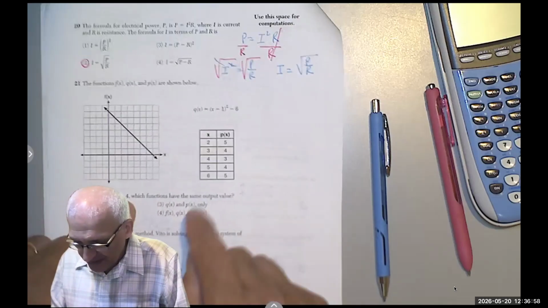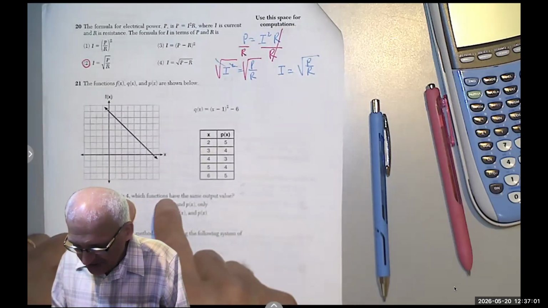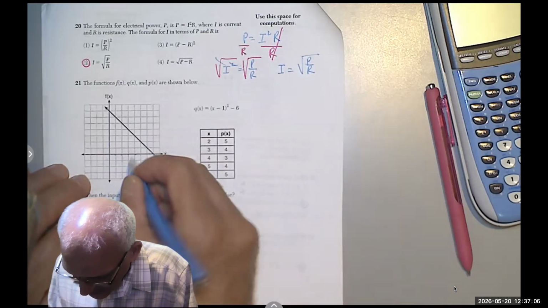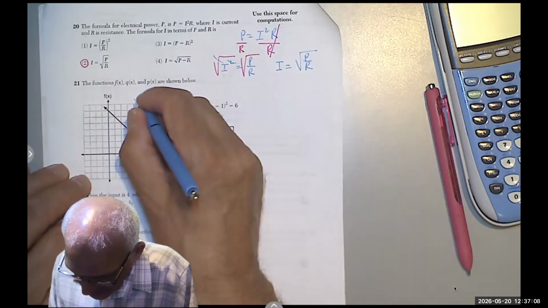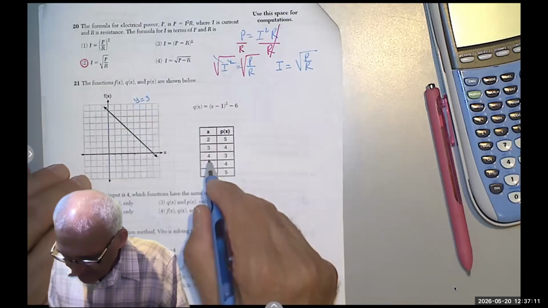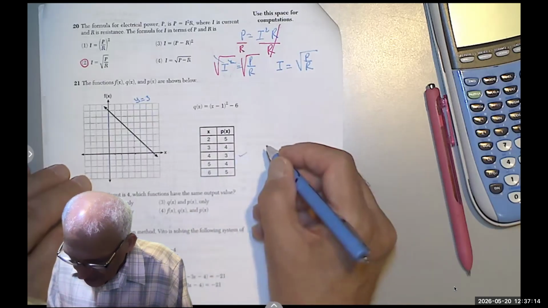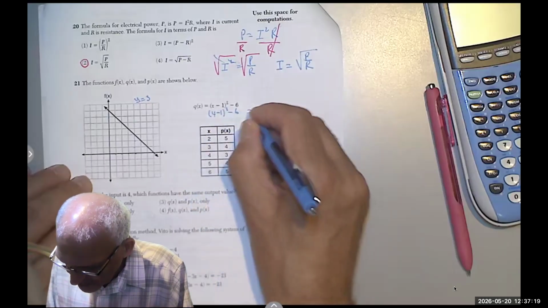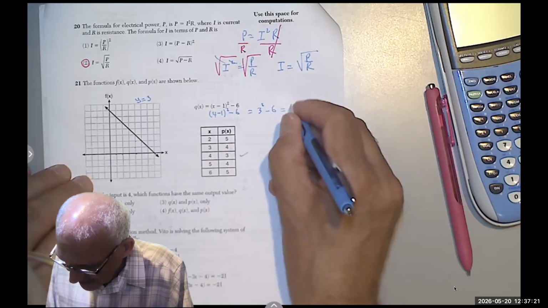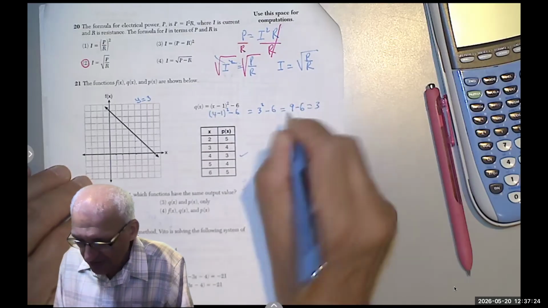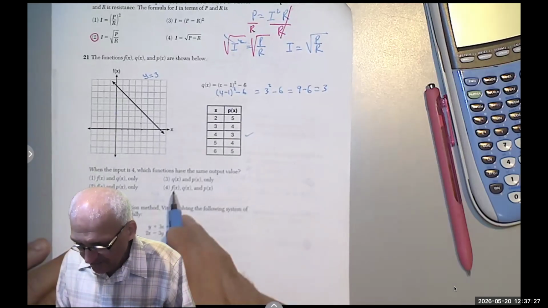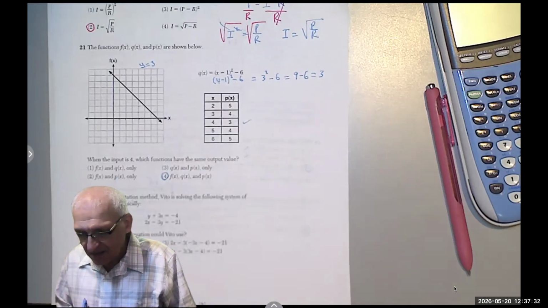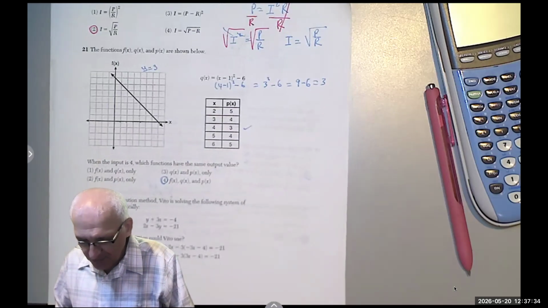The functions f of x, q of x and p of x are shown below. When the input is 4, meaning when x is 4, which functions have the same output value? So let's calculate. When x is 4, y is 3. When x is 4, I get 4 minus 1 squared minus 6, equals 3 squared minus 6, equals 9 minus 6, equals also 3. So all three of them, f of x, q of x, and p of x, give me the same output.